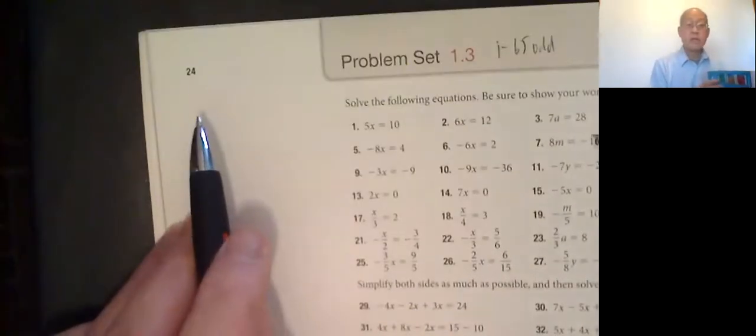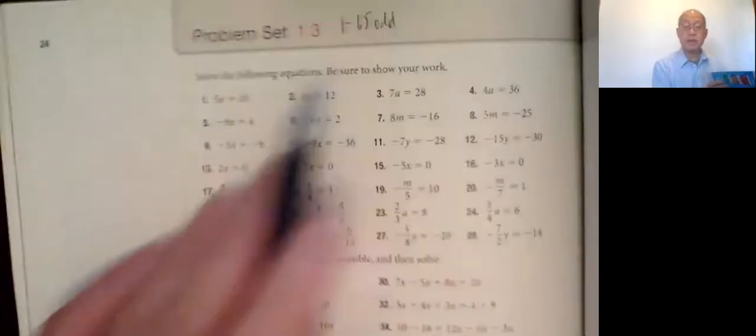These are lecture notes for Melham's Math 120 Online, section 1.3. So here are the pages first, so I will share the screen so you can see that. Okay, so 1.3, page 24, problems 1 through 65 odd.